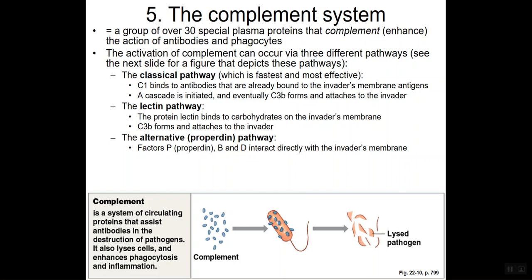P, B, and D. That reminds me of PB and J, but instead of peanut butter and jelly, I just try to think of peanut butter and destruction. Because once you get this pathway going, one of the effects will be the destruction or lysis of the pathogen. So PB and D, peanut butter and destruction. But look at the end result, C3b. So all three pathways end with the formation of C3b, as we will see on the next slide.